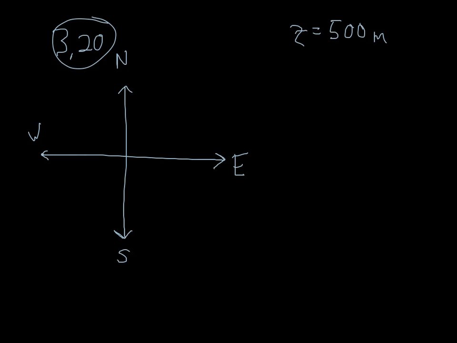So I'm going to draw an angle right in here. And my plane is at 35 degrees east of north. How far away is it? What's the size of this vector that I drew? 15 kilometers.